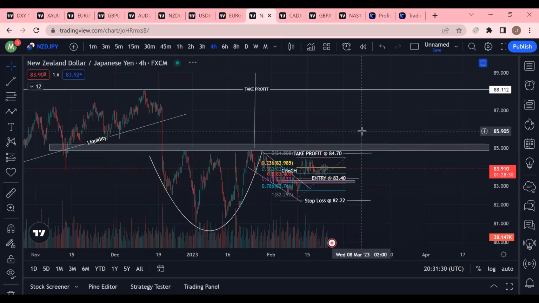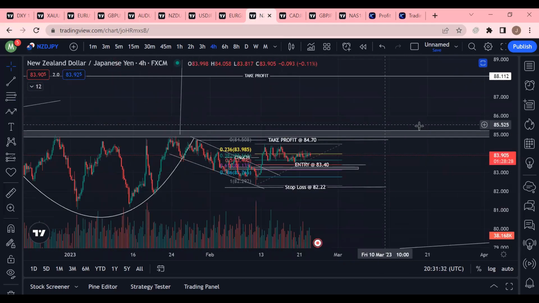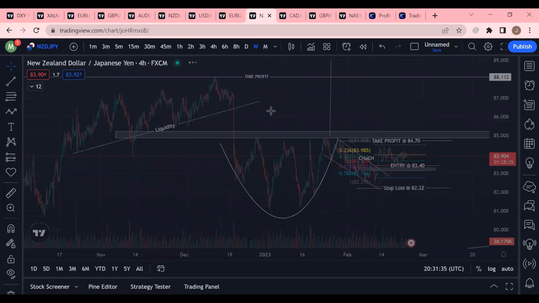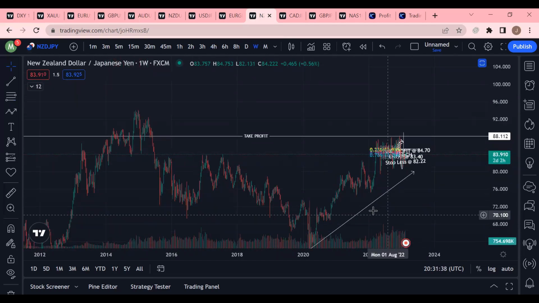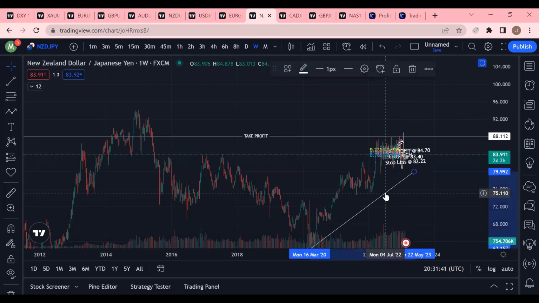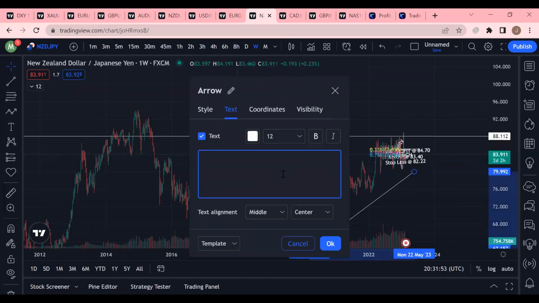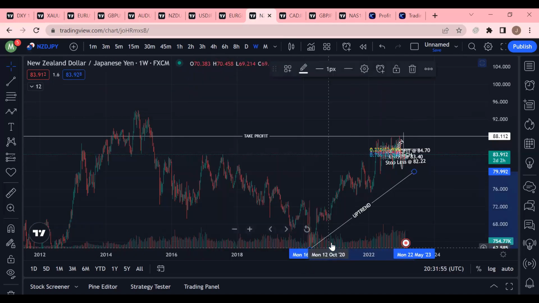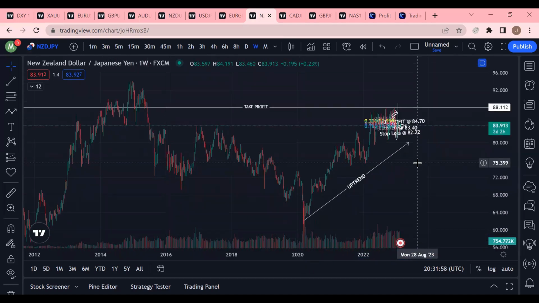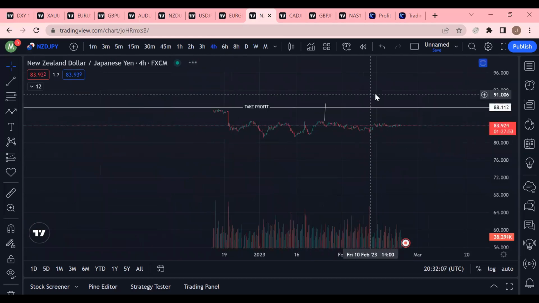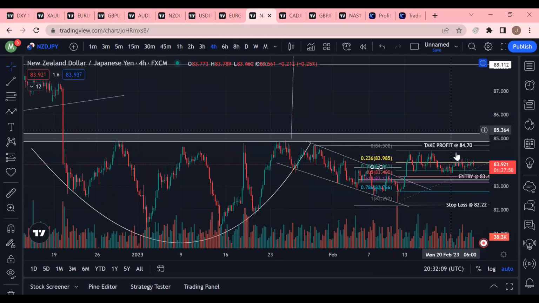So this is what I have on NZDJPY. Now giving the reason why I'm taking the trade: on the monthly time frame this trade is still in an uptrend. So this is how you do your analysis before taking entries, to use more confidence to support your trade. We're still in an uptrend. So if this trade is going to go wrong, just follow the trend. This is just what I have on these trades right now.